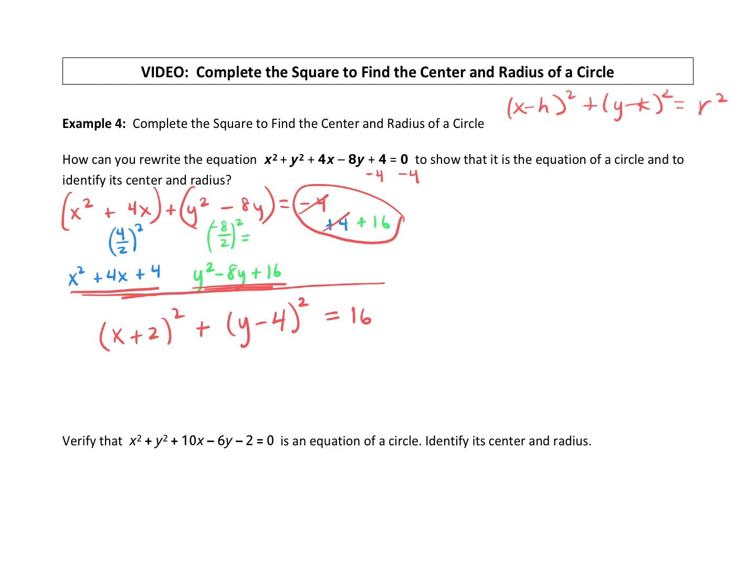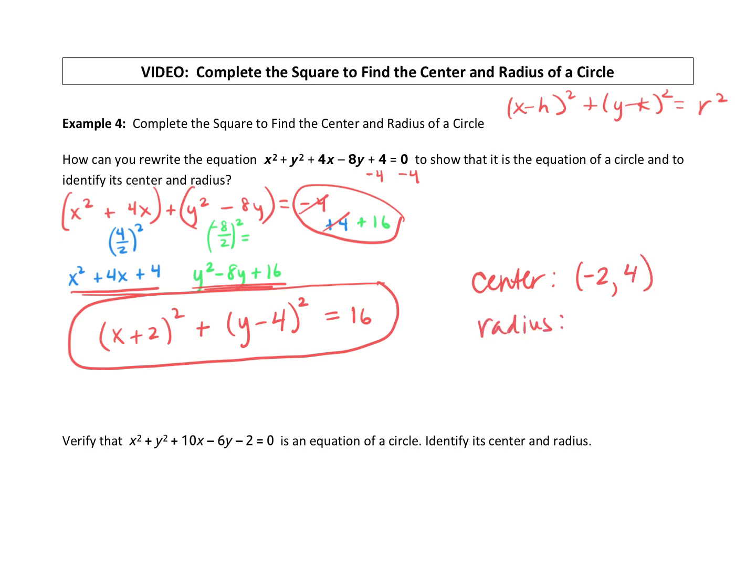Here's the equation of our circle. We can now identify the center, the h and the k. Remember, tricky: it looks like an x plus 2, so our h is a negative 2. y minus 4, so our k is a positive 4. So there's the center of the circle. And the radius, remember, we're seeing the squared version right here. So what do we square to get a 16? Or what is the square root of 16? 4.